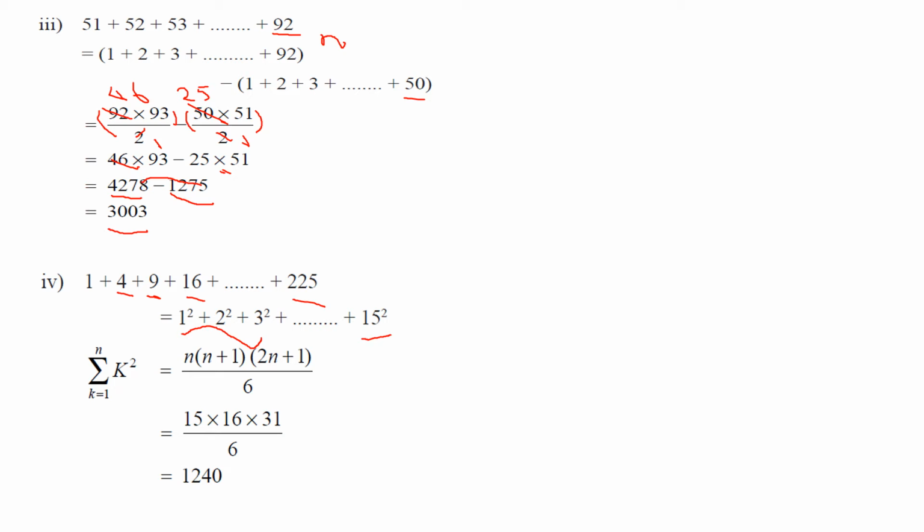Here n is 15. So 15 into 15 plus 1, 16, into 2n means 2 into 15, 30, 30 plus 1, 31, by 6. Cancel with the 3 table. 2 3s are 6. 5 3s are 15. Again you cancel it. 1 2 is 2. 8 2s are 16. 5 8s are 40, into 31. 4 1s are 4. 4 3s are 12. So 1240 is the answer.